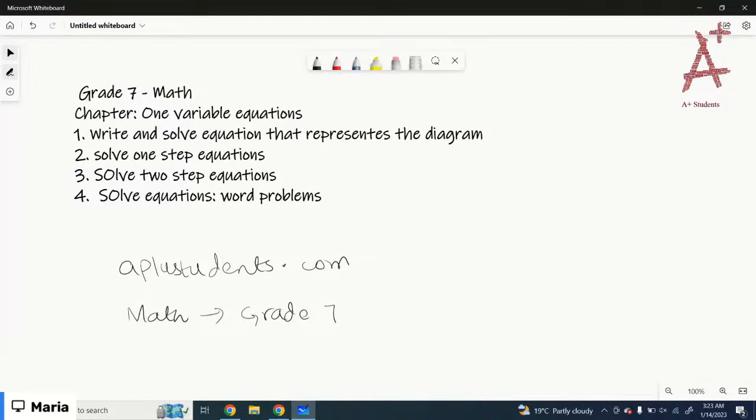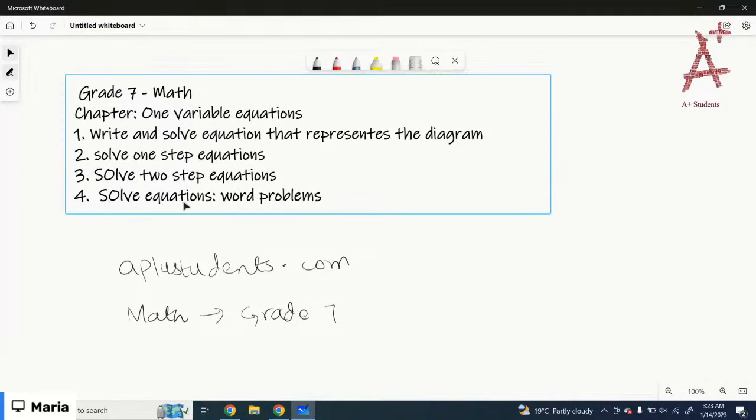We're going to start with chapter 1, one variable equations. And here is the list of the lessons we are going to cover today. They are write and solve equations that represent the diagram, solve one-step equations, solve two-step equations, solve equations, word problems. So let's just start with the first lesson. Let me just write down the lesson name, then we'll start.